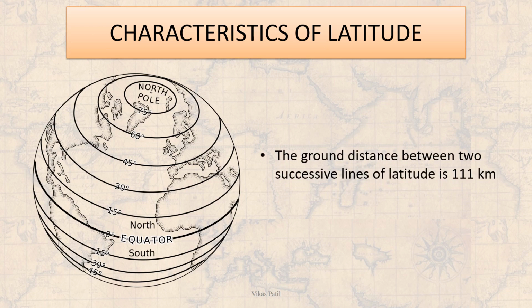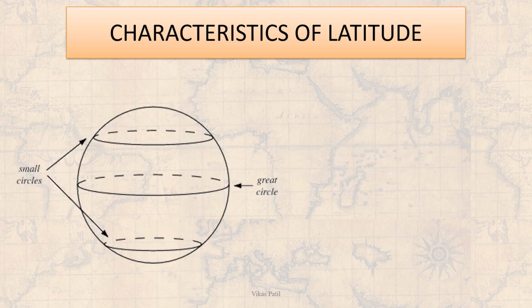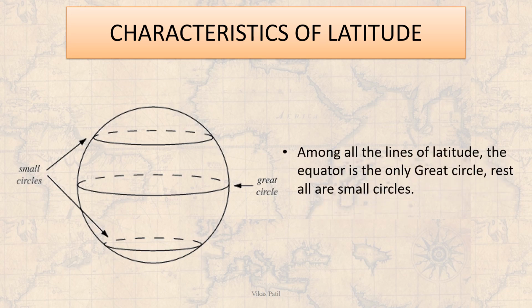Then the ground distance: since they are parallel, the ground distance between successive latitudes remains fixed, that is 111 km. Equator is the largest line of latitude, and it is also known as great circle. We'll learn great circle in the next session. So for now, you just remember equator is the great circle, and the rest of the lines of latitude are small circles.